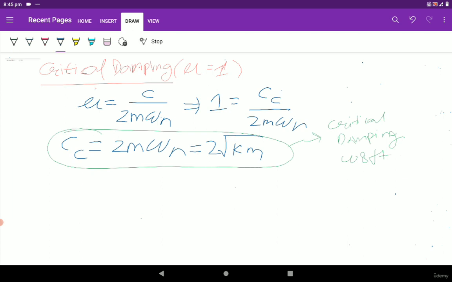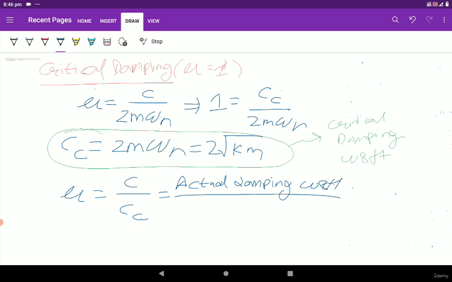So we can say that the damping factor is equal to the ratio of the actual damping coefficient to the critical damping coefficient. Here C is the actual damping coefficient and Cc is the critical damping coefficient. This is also called the damping ratio.